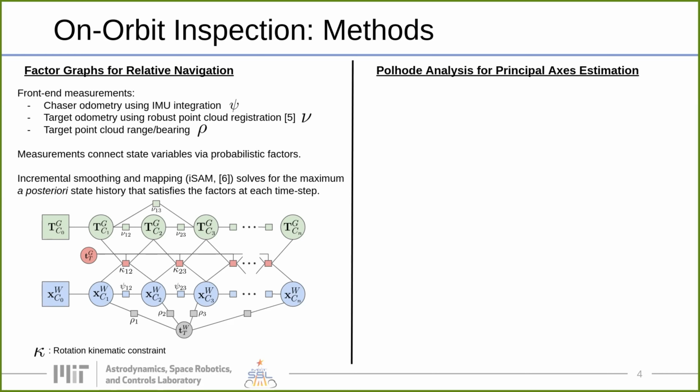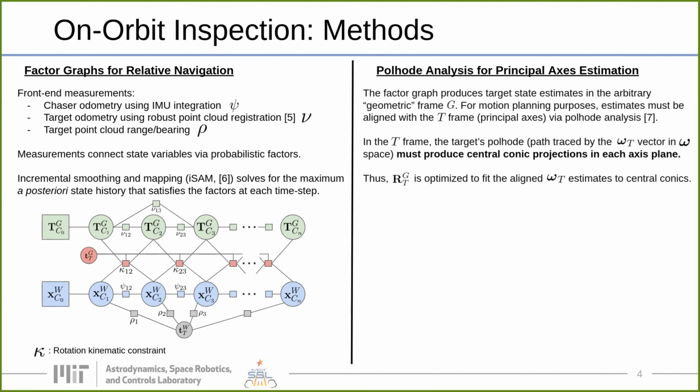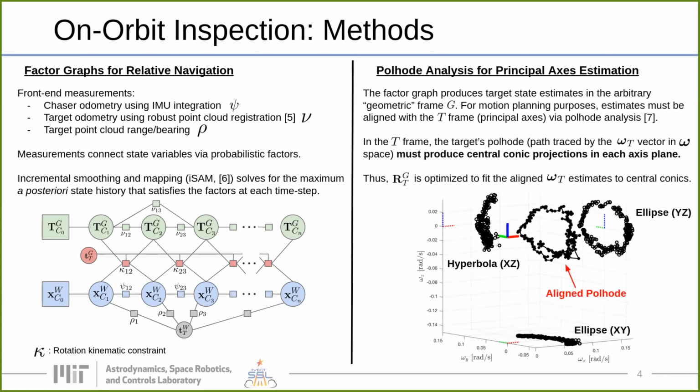But that problem is still with respect to the arbitrary geometric frame, the G frame that I was talking about earlier with the target. So we need to figure out the rotation between that arbitrary G frame and the true target's principal axes of rotation. That can be done via what's called pole-hode analysis, where the target's pole-hode, which is the path of the angular velocity vector in angular velocity space, if it's represented in the principal axis frame, will produce central conic projections in each axis plane. So we can do an optimization problem to figure out the rotation that best aligns the omega vector to produce central conics, which you can kind of see in this image.